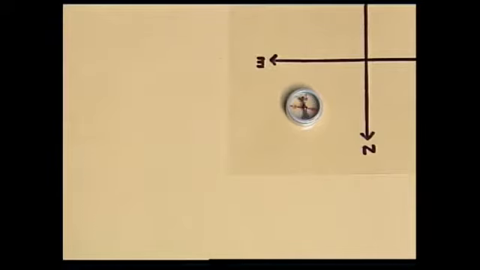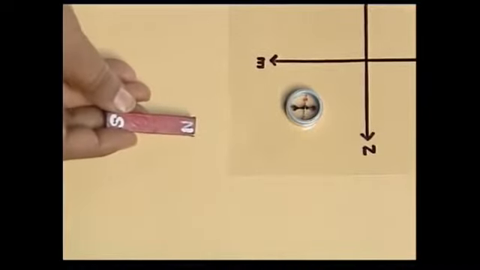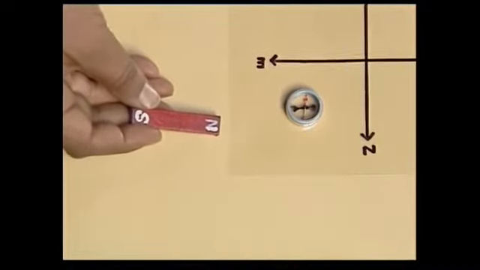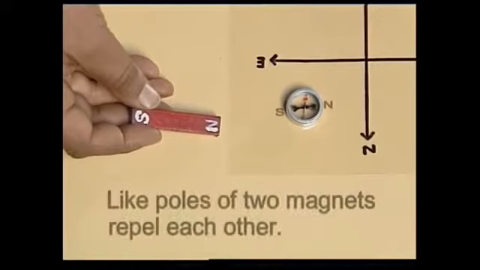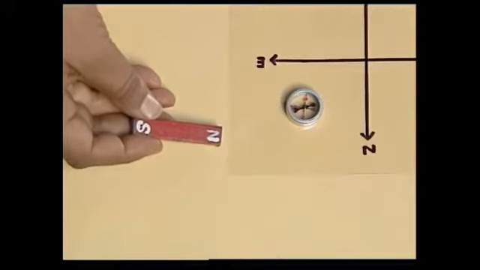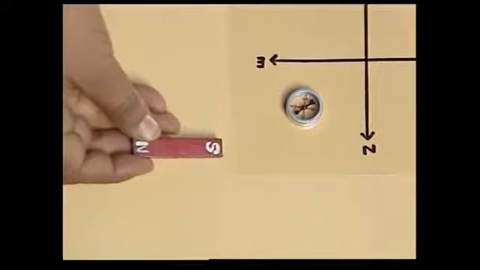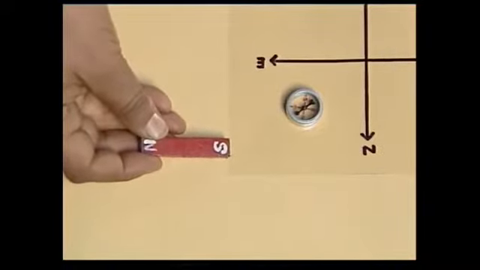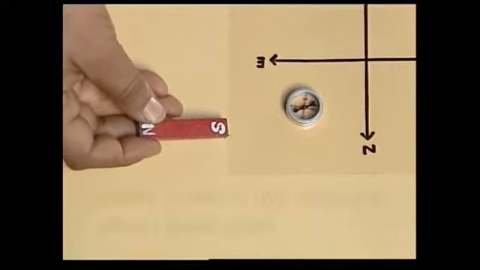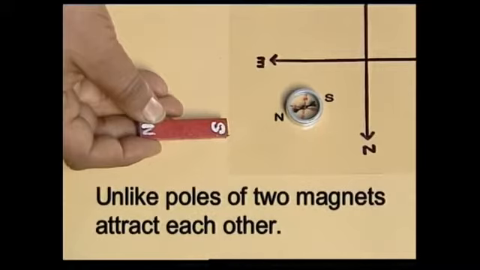When we bring the north pole of the magnet near, the tip moves away, because like poles of two magnets repel each other. On the other hand, when we bring the south pole of the magnet near, the tip moves closer, because unlike poles of two magnets attract each other.